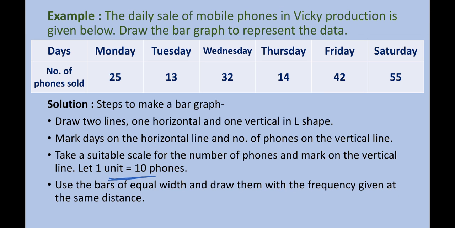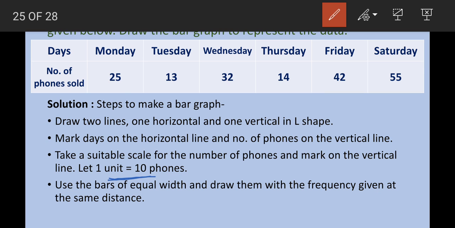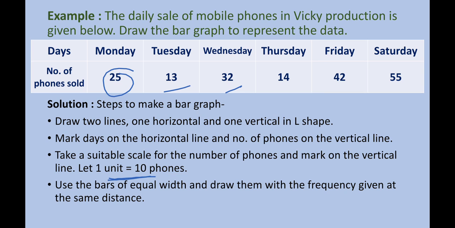Next thing is use the bars of equal width. While we are drawing the bar graph, we have to draw the bars with equal gaps, equal spacing between each bar, and draw them with the frequency given. So this is known as the frequency, okay. 25, 13, all these data are the frequency. By using all these data we have to draw the bars, okay. So look at here.